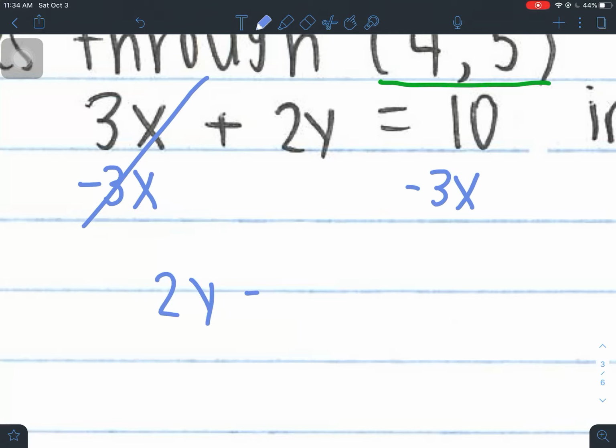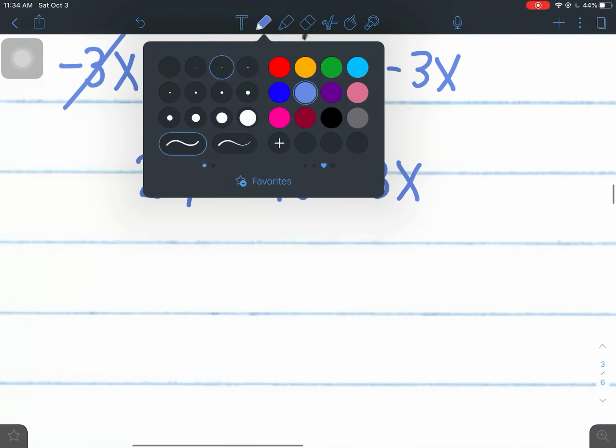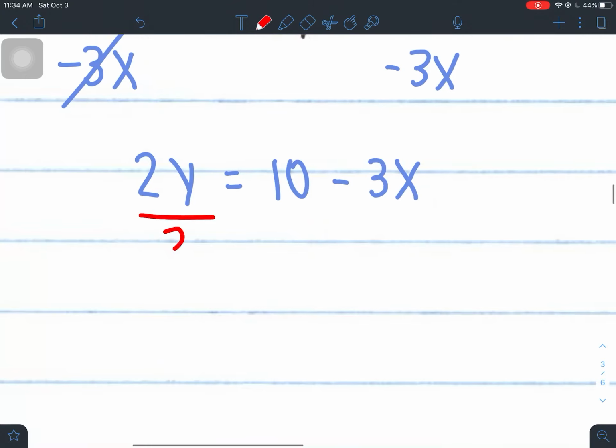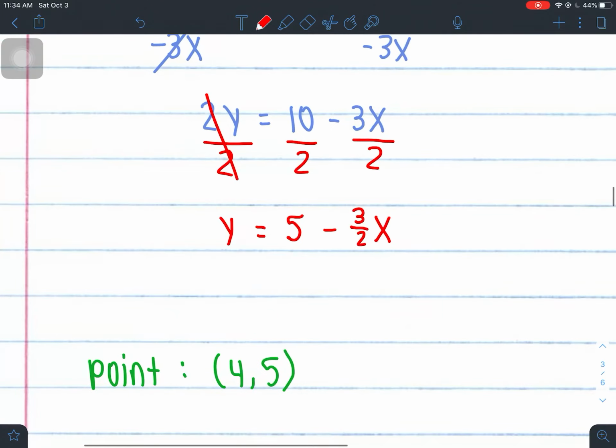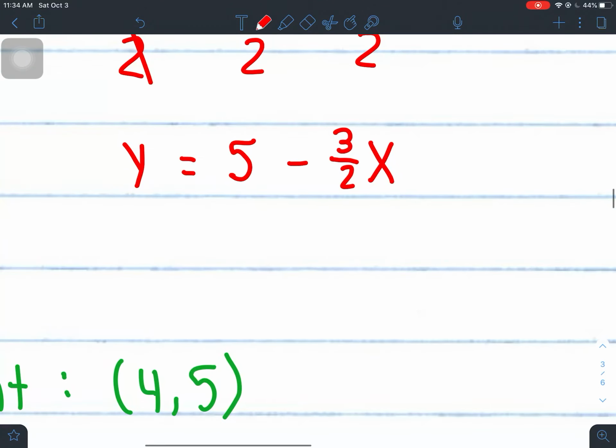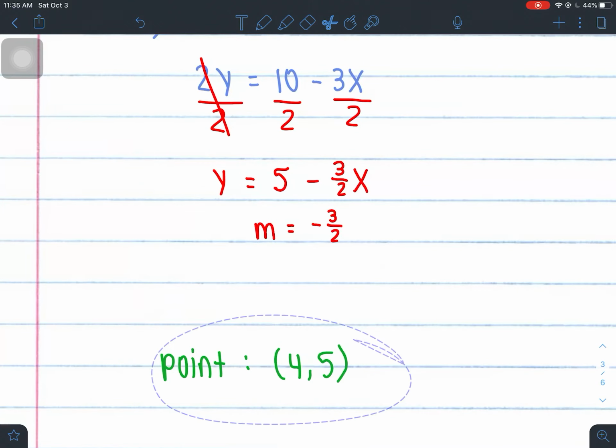So then I have 2y equals 10 minus 3x. Now I got to get the y by itself, so I'm going to divide everything by 2. 2 divided by 2 cancel, so I have y equals 10 divided by 2, which is 5. And then negative 3 divided by 2 is negative 3 over 2 x. So, what is the slope of this equation? Because y is by itself, so I should know the slope. The slope here is going to be negative 3 over 2. Would I use this slope to create my new equation?